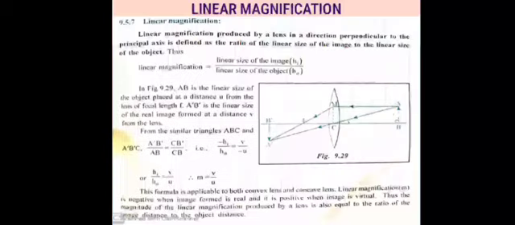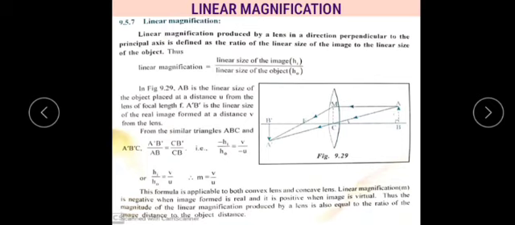Hello dear students, today we are going to discuss the ninth part of ray optics, linear magnification. The linear magnification produced by a lens in a direction perpendicular to the principal axis is defined as the ratio of the linear size of an image to the linear size of the object. This is the definition of linear magnification.